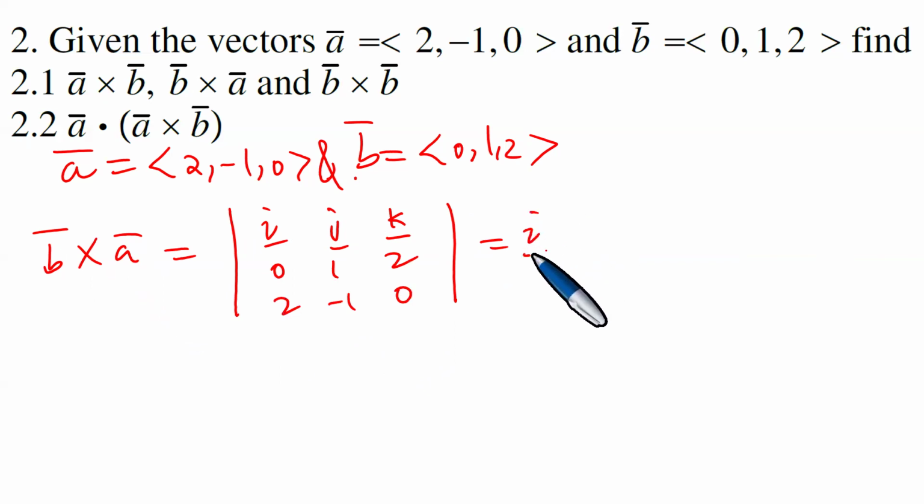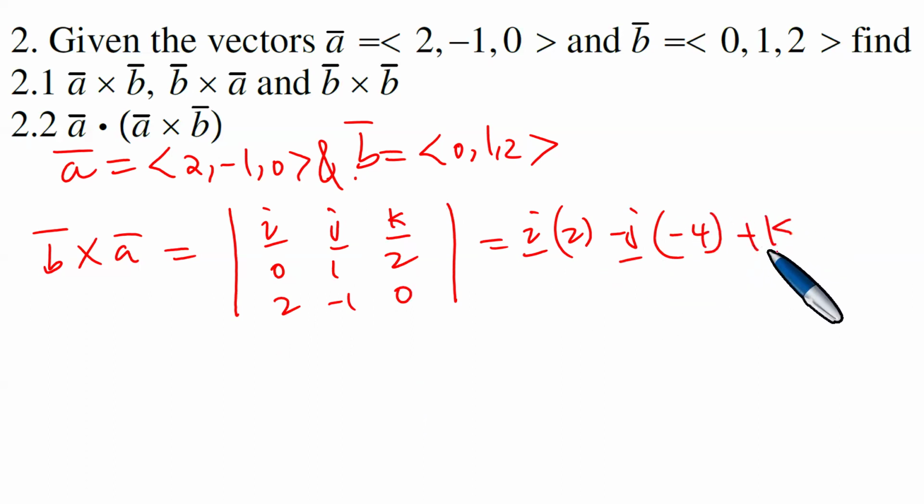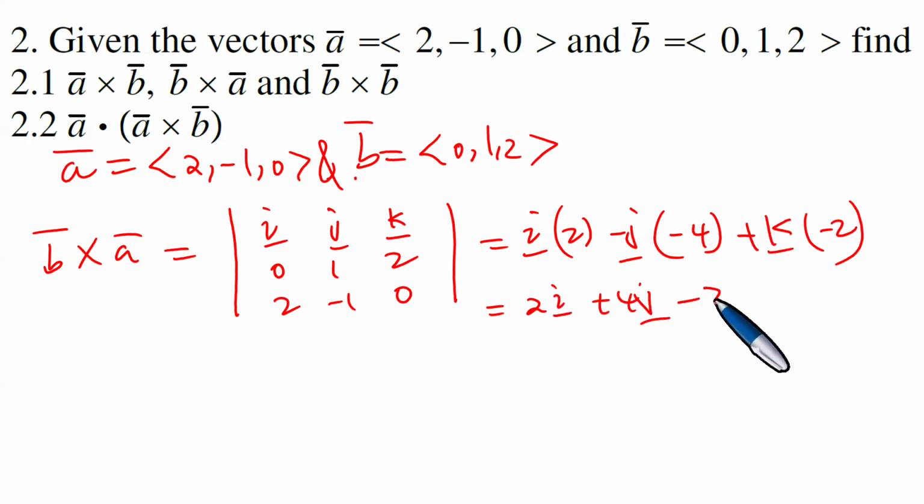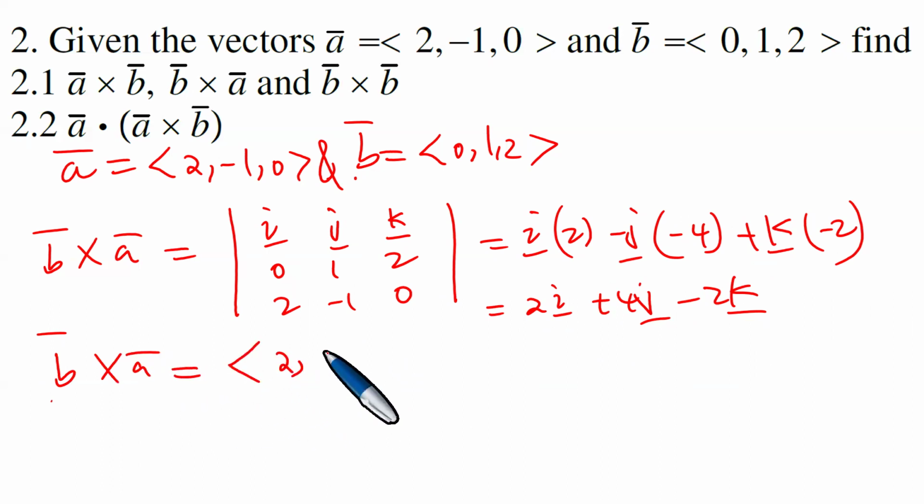Let's compute this, meaning we have the unit vector I, and if we block this column and this row, you multiply this with that, you get exactly 0 plus 2. Minus J, you cross this and that, and this would give us exactly -4. Plus K, and this gives us exactly -2. And this gives us exactly 2I plus 4J minus 2K, and therefore we have vector B cross vector A, which equals 2, 4, -2, like so.